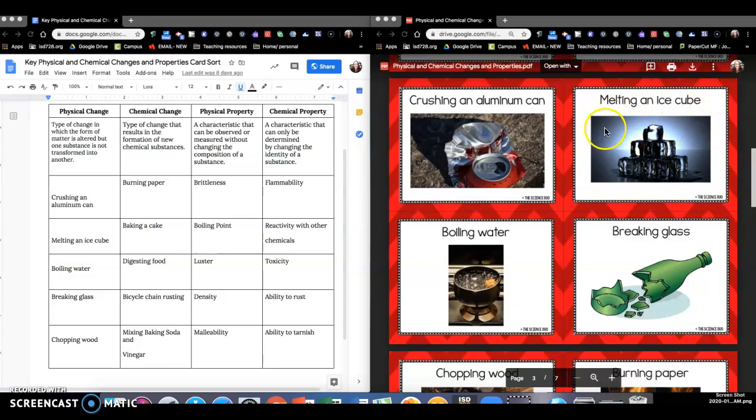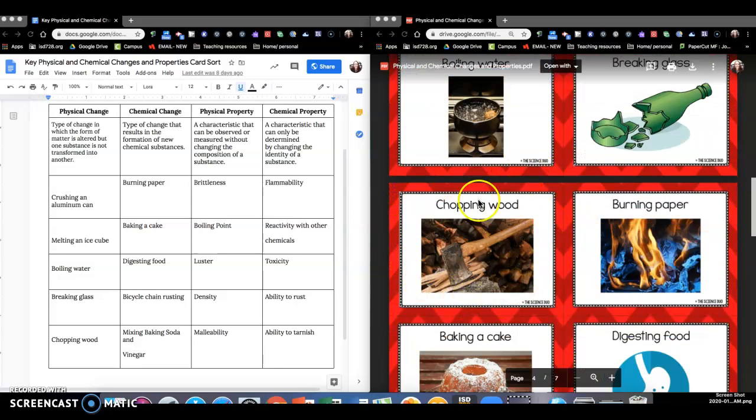They're reversible. If I melt an ice cube, I can then put that melted ice back in the freezer and freeze it back into ice. Boiling water is when the liquid water turns into a gas. Breaking the glass: it's still glass, it still has the same chemical structure, it just looks different. And chopping wood: I'm just changing the size of the wood.